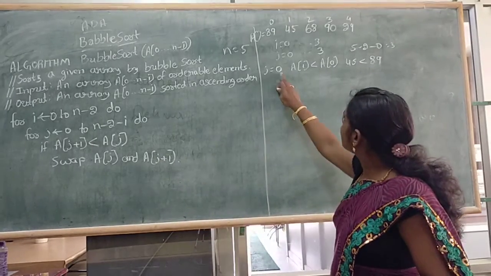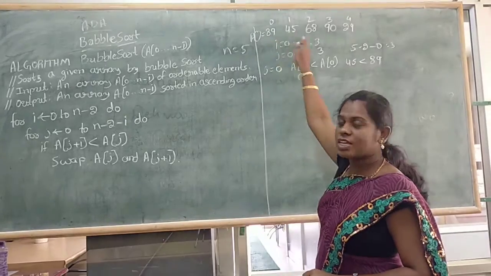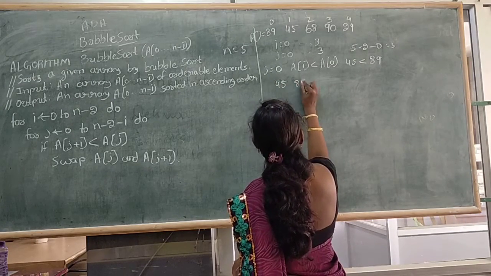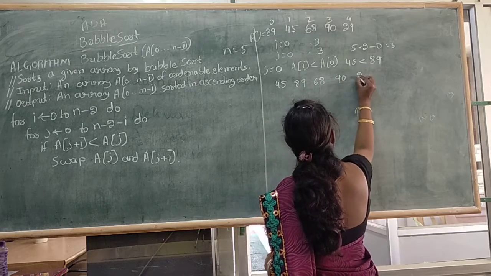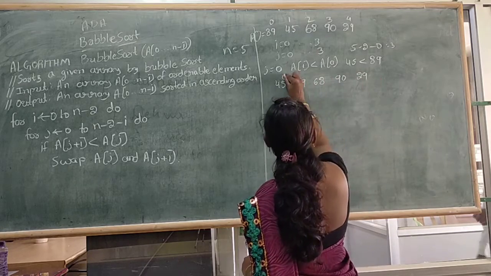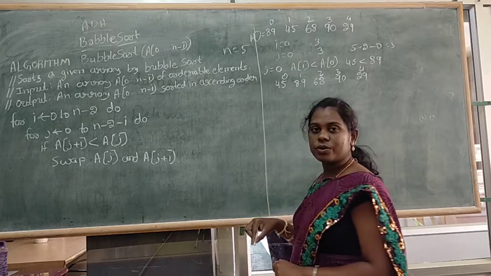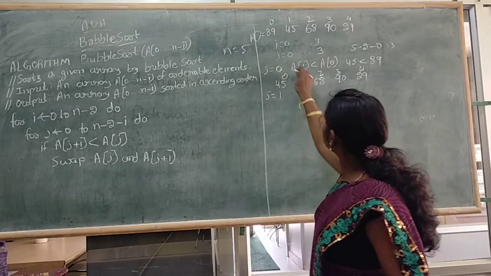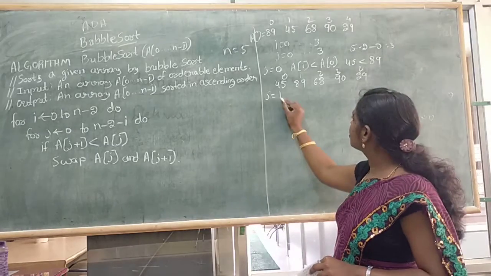A of j means 0, A of j plus 1 means 1. Those two get exchanged. So the array becomes 45, 89, 68, 90 and then 29. So positions 0, 1, 2, 3, 4. Okay. So next j is equal to 1. Up to where should j run? Up to 3.